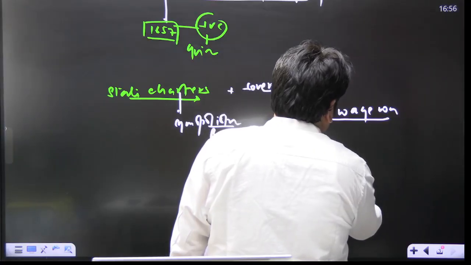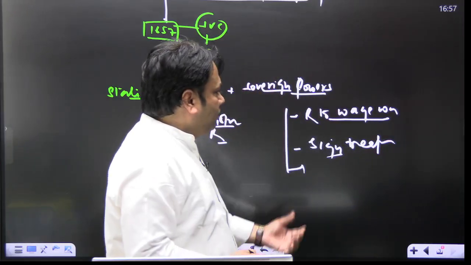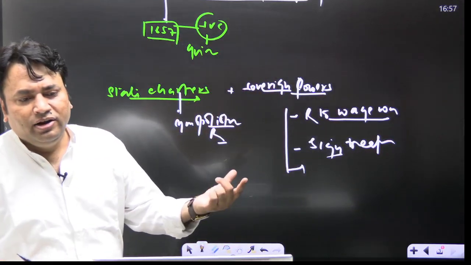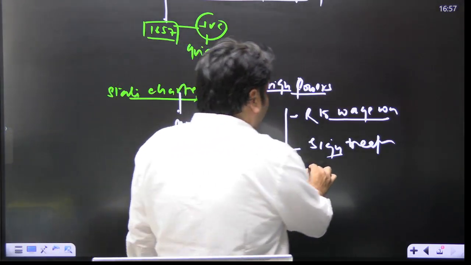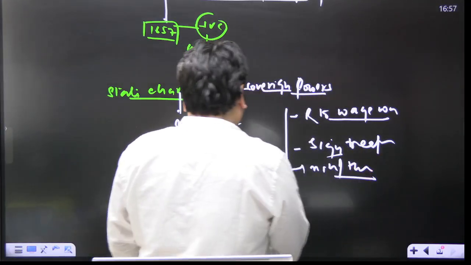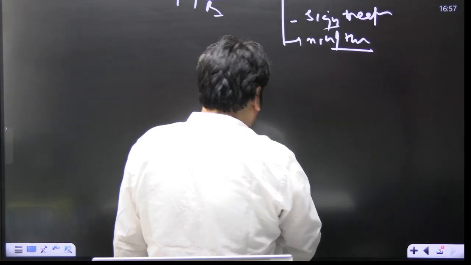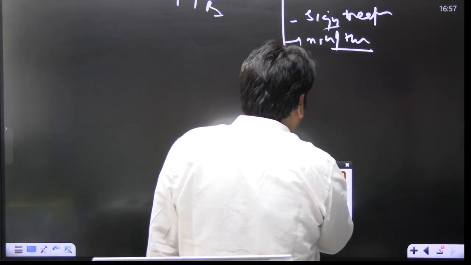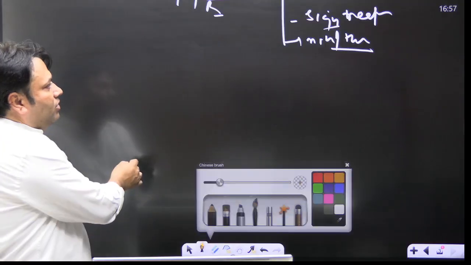They could wage war. They could sign treaties. Even they have the right to mint their own coins. So these are the sovereign powers that they used to get by, okay, getting charters. Charter means royal order. This is the meaning of charter. I hope that you have got this.